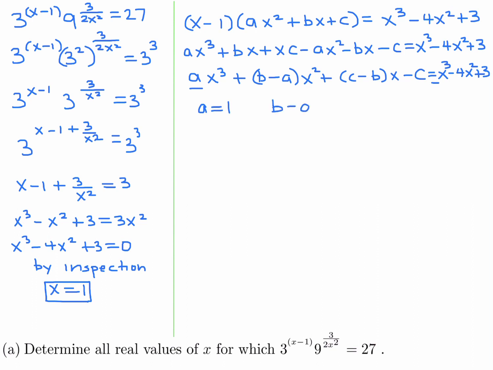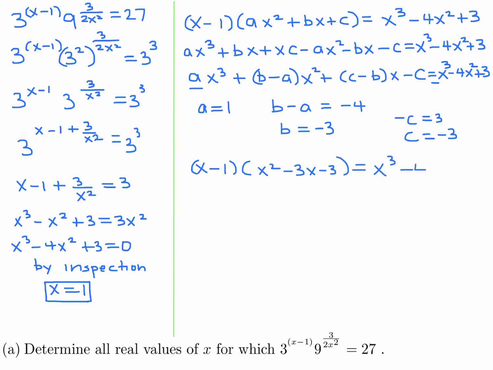And then b minus a is equal to negative 4. Well, a is 1, so that means b is equal to negative 3. And this minus c is the same as 3, so that means c is negative 3. So going back here, we can substitute that in, and that means this is x minus 1, x squared minus 3x minus 3. That is the factors of this polynomial.